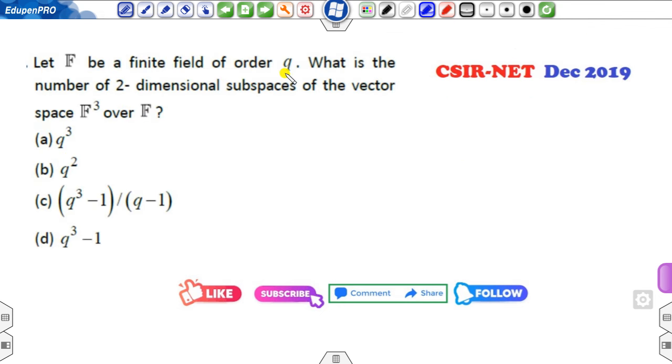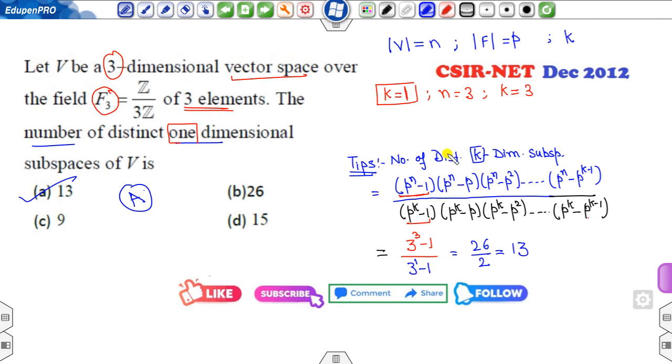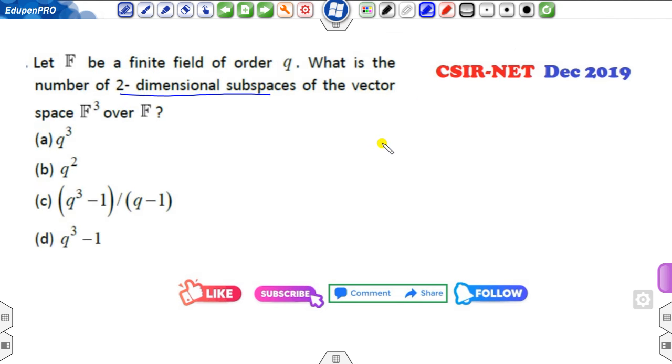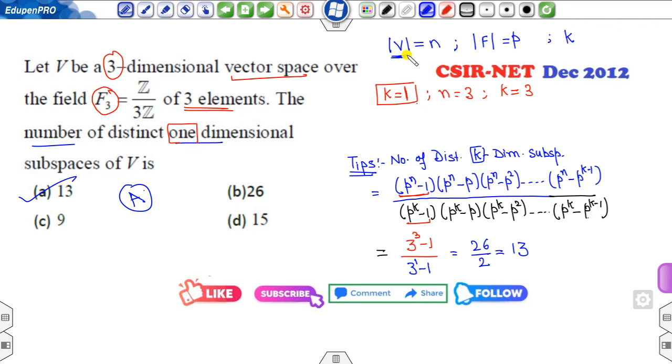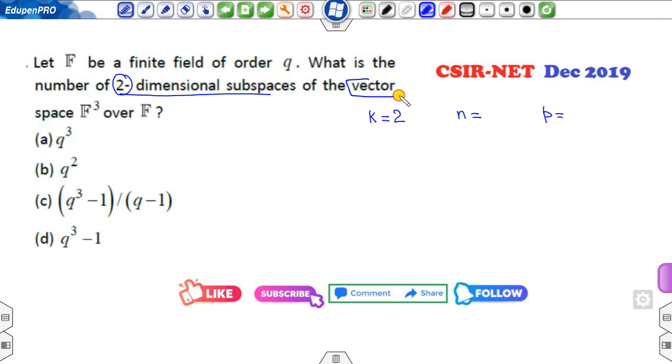F is the finite field of order Q. What is the number of two-dimensional subspaces? Again, you can use the same formula. You have to identify what is K, what is N, what is P. K is 2, two-dimensional. What is N? The vector space. This is my vector space. What is the dimension of F3? It is 3. What is P? The field. It's a finite field of order Q. This is my Q.